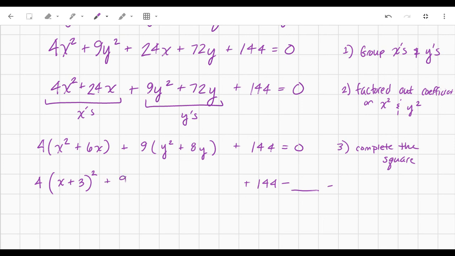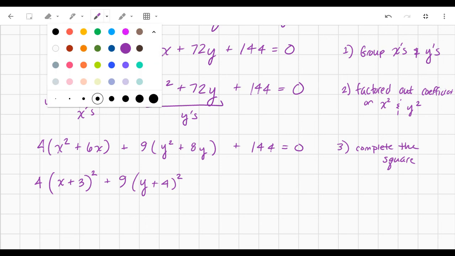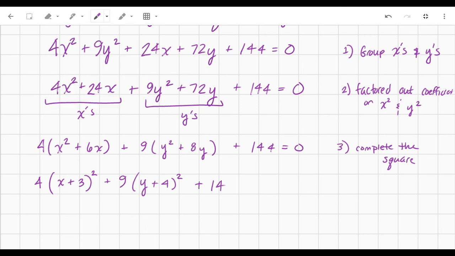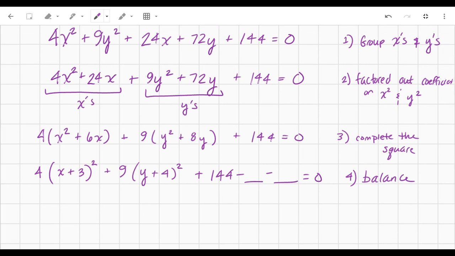And then we're going to do the same thing. So half of 8 would be 4, so it'd be y plus 4 squared. So we have to subtract off whatever we added there. Let me close that gap a little bit. Okay, so we'd have plus 144 minus the two numbers that we just added in. If you're taking chemistry, you know what balancing the equation is? We're going to balance things out here.